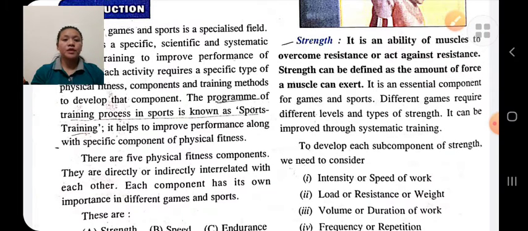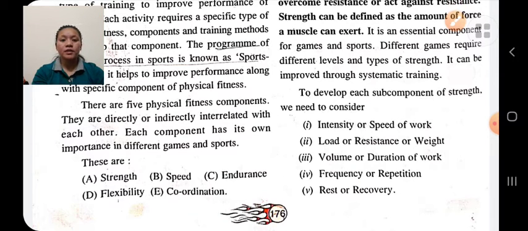Physical fitness is the ability of a person to do his day-to-day activity without any fatigue. After doing his daily routine work, he still has more energy to do other work. The person who is physically fit recovers quickly. Physical fitness has five components: strength, speed, endurance, flexibility and coordinative ability. These five components are directly or indirectly interrelated with each other.